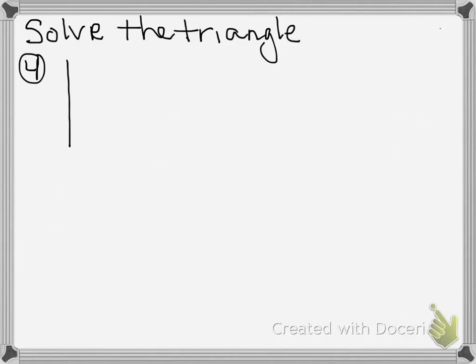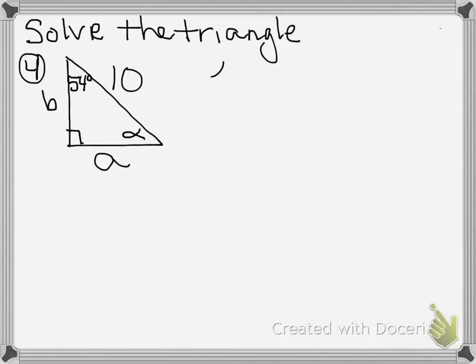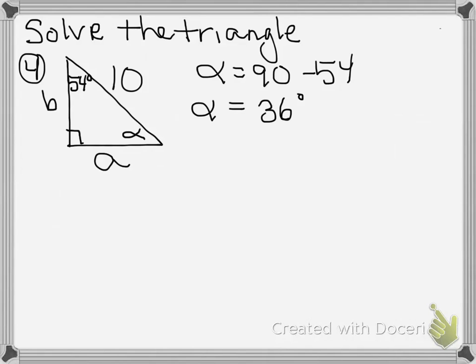Alright, so we just dealt with solving for the missing variable. But now I'm going to tell you to solve the triangle. When you solve the triangle, it means that we are going to find every unknown part of the triangle. So, triangle number 4. There's alpha. This angle up here is going to be 54 degrees. My hypotenuse has a length of 10, side A and side B. What's the easiest unknown to find first? Alpha. So I say that alpha equals 90 minus 54 degrees gives me that alpha has to be 36 degrees.